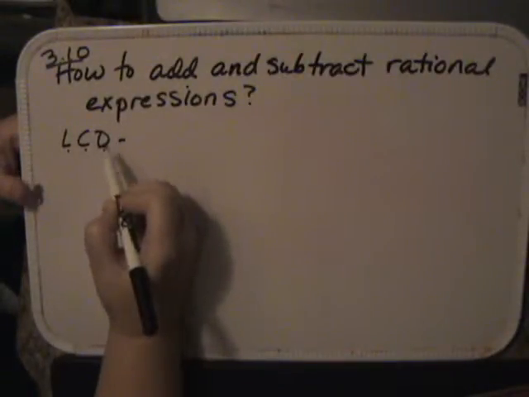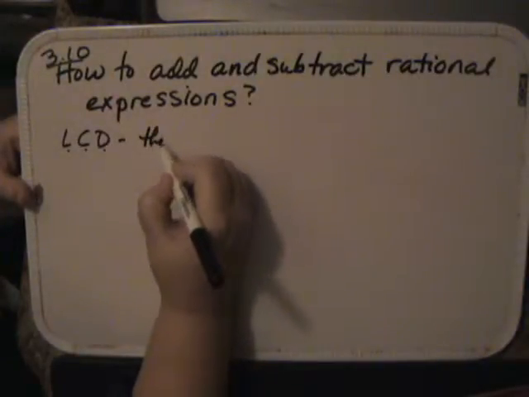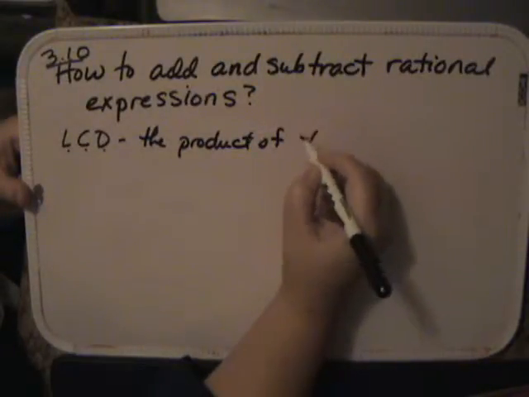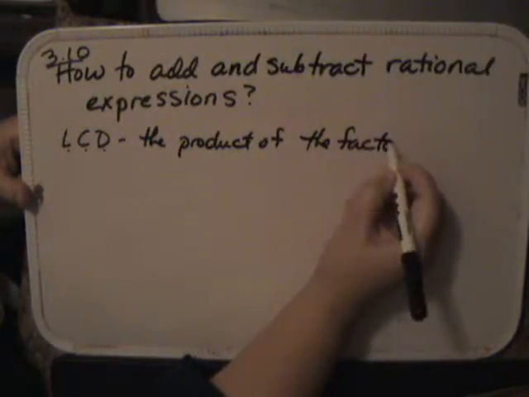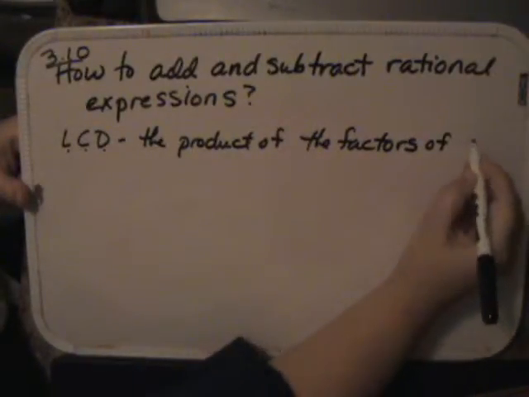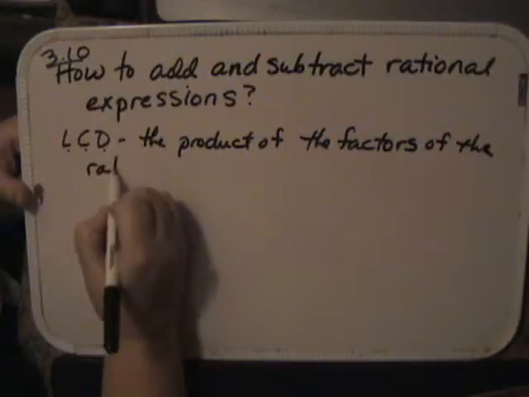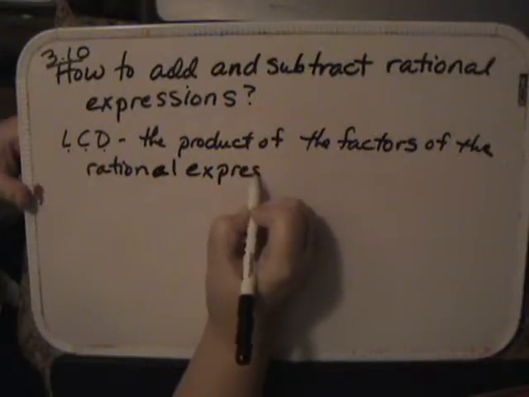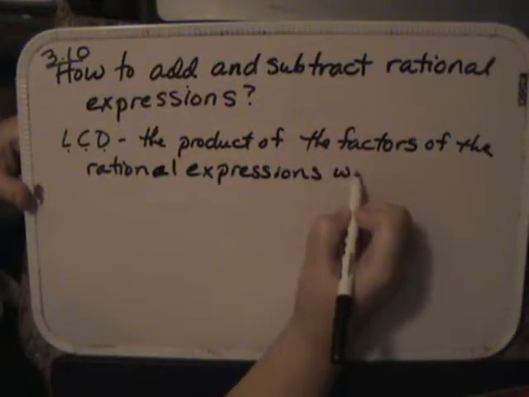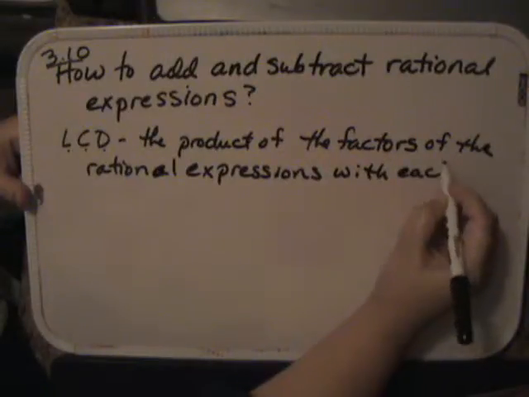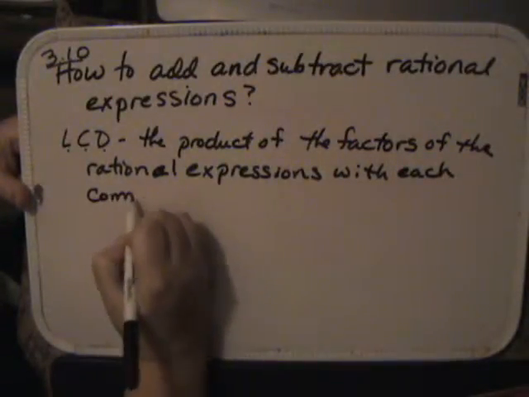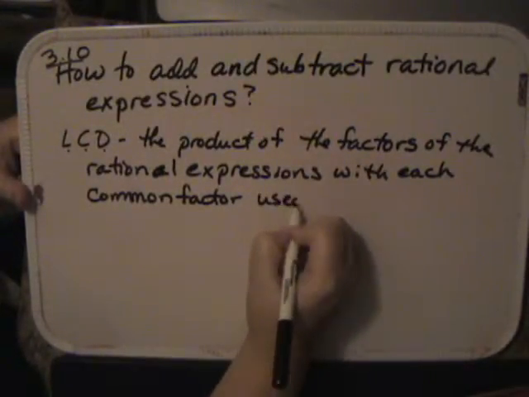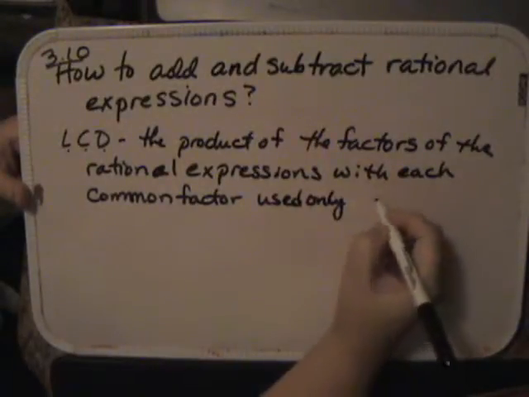And the least common denominator is the product of the factors of the rational expressions with each common factor used only once.